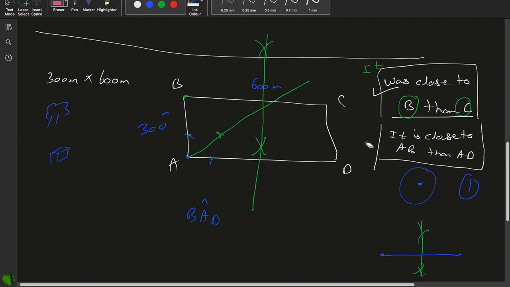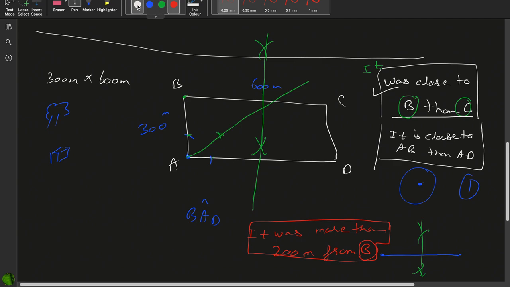Now let us add one more thing to this. The person actually remembers that it was more than 200 meters from B. Now which case is this? First, second or third? The first one. It is more than 200 meters from B. Definitely we'll be having our scale. So 200 meters from B. So we open our compass and draw an arc of 200 meters.